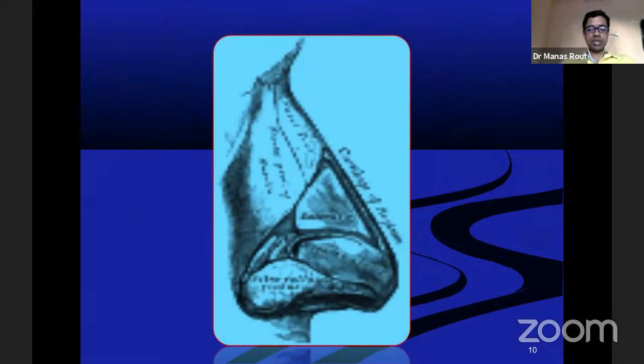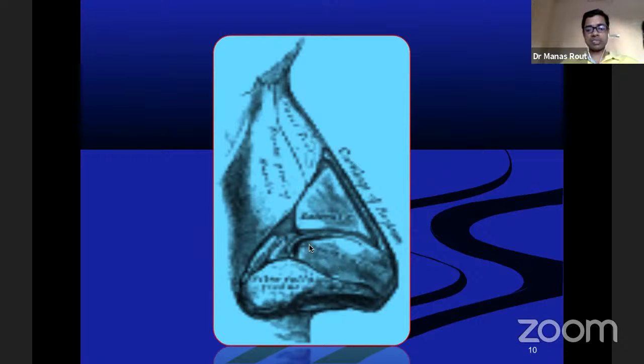Now you can see here, this is the nose. This upper 1/3 is made up of bone. This is the nasal bone. This lower 2/3 is made up of cartilage. This is the nasal bone on one side and on the opposite side another nasal bone will be there. As far as the cartilage is concerned, this is the upper lateral cartilage, this is the lower lateral cartilage, or alar cartilage. Here will be the lesser alar cartilages. The septal cartilage will be in the middle.